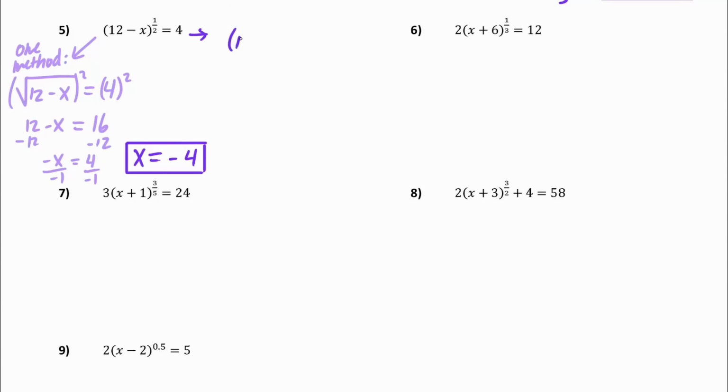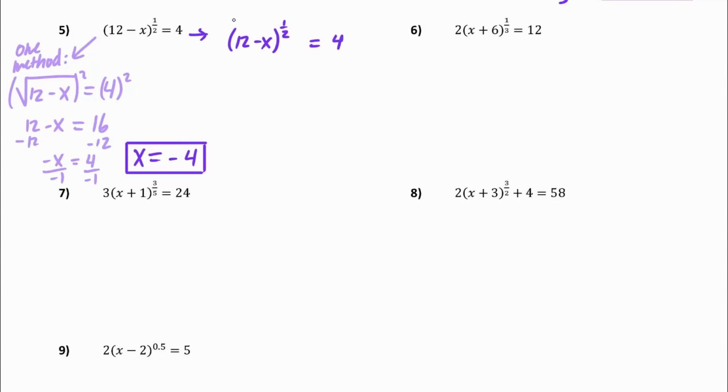So I usually like to take my 12 minus x to the 1/2 power and give it a little bit of breathing room, because we're going to get rid of that 1/2 exponent in a moment. The method we're going to use is canceling out fractions. So if that fractional exponent is 1/2, what will annihilate 1/2? Its reciprocal, which is 2 over 1.